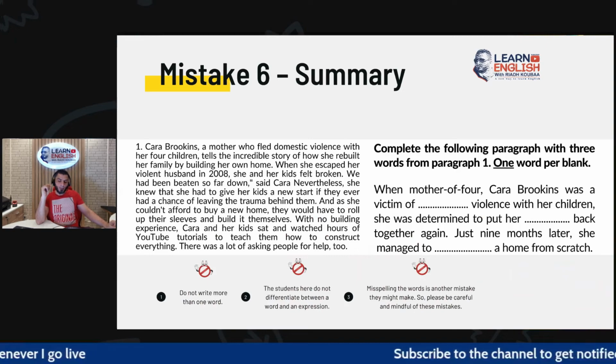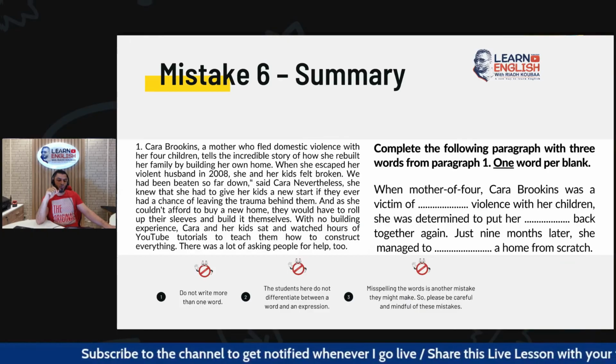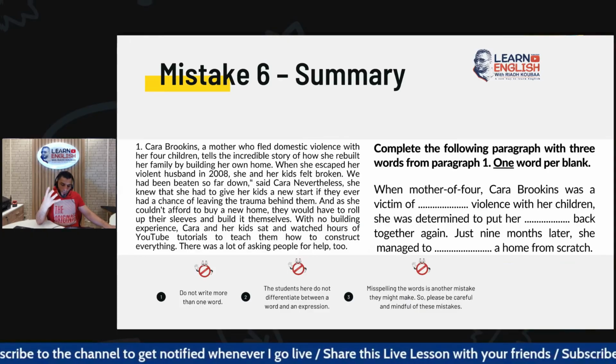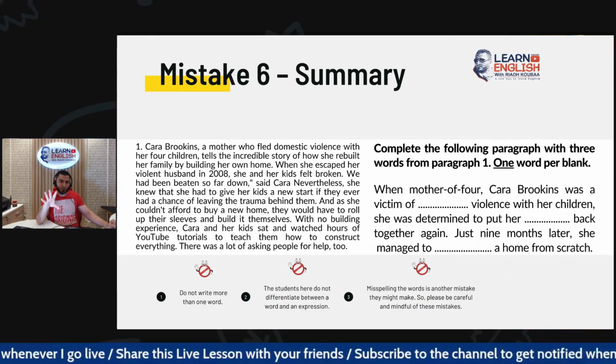Another question, although we don't have this question in this exam, but I'm going to show you how to answer it, which is the summary question.